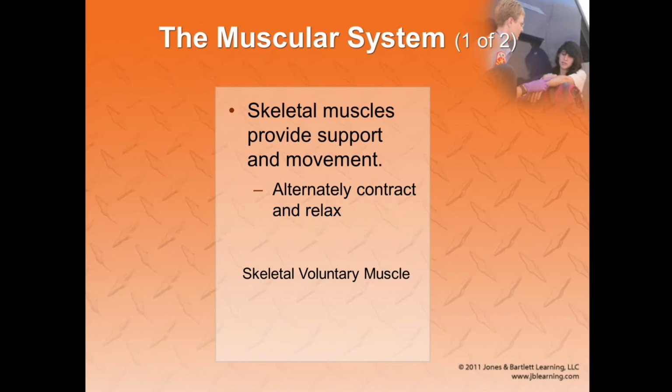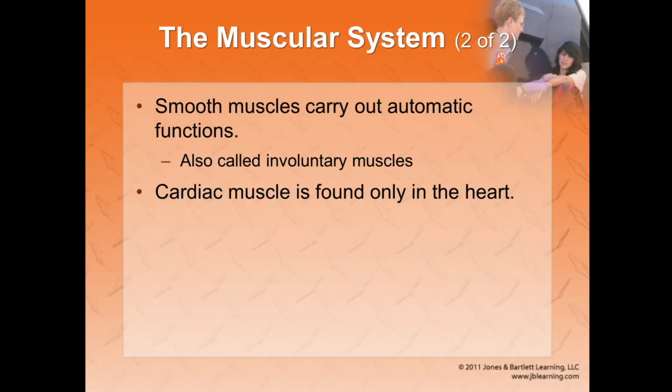20. Alright, so now we're going to move on to the muscular system. Skeletal muscles provide support and movement, allowing us to alternately contract and relax. Skeletal is voluntary muscle. Smooth muscles carry out automatic functions, which are also called involuntary muscles.